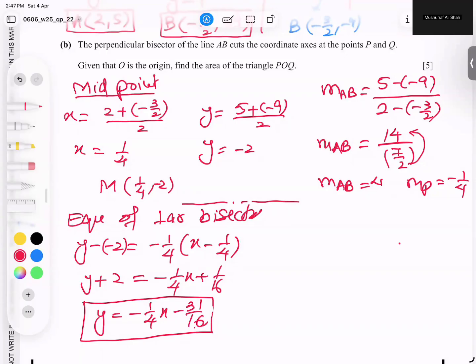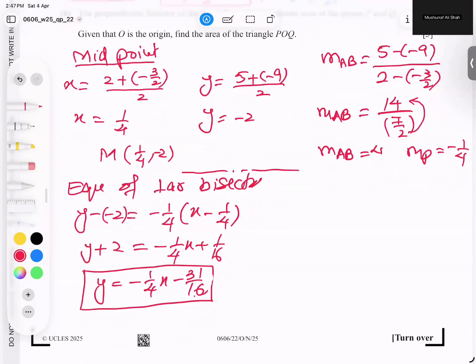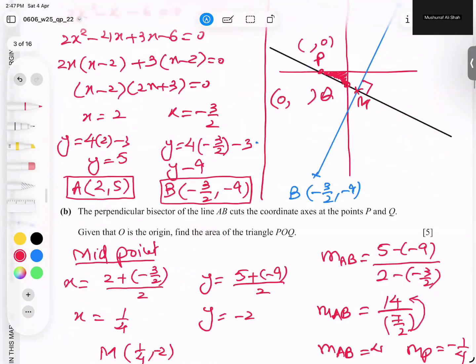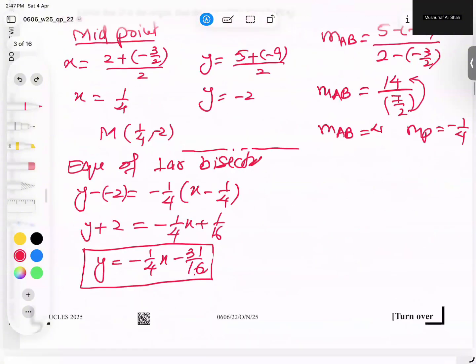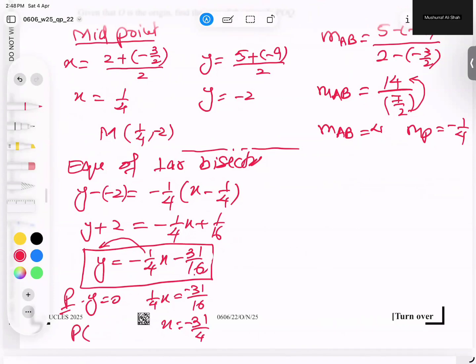Okay, so now I can plan how to get the coordinates of P. For the coordinates of P, I will plug in y0. When I plug in y0, this will go on this end. 1 by 4x is equal to 31 over 16, and x becomes 31 over 16 into 4, and it is giving 31 over 4, but negative, because x is negative. So the P coordinate turns out to be x value -31 over 4 and y0.